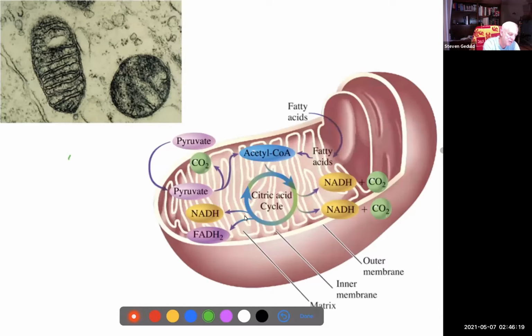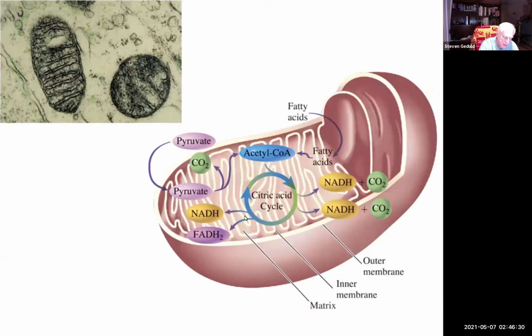This is a scanning electron microscope image of a mitochondria, and you can see the different folds of the membrane, inner and outer membrane. This is a representation of it. You can see the matrix with all these folds inside of it. You can see the inner membrane. You can see the outer membrane.